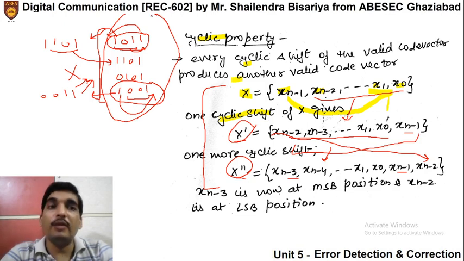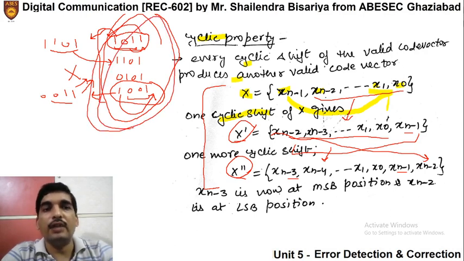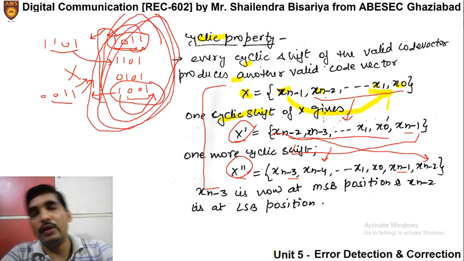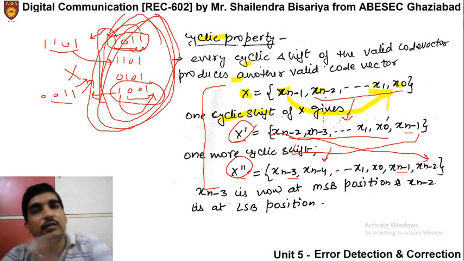Okay, when will we be able to say that? Whenever we do cyclic shift in any code, we must get the code as one of the code words inside this valid code vector set. Only then we will say that it is cyclic code.